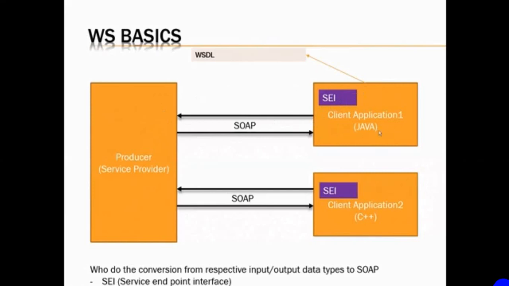To do that, there is something called the service endpoint interface, that is called SEI. What this service endpoint interface typically does is that whatever you are trying to call to the producer is converted into the producer understandable language, and whenever the producer sends back to the client application, that is converted again into the client application specific format. So the service endpoint interface is again very important.